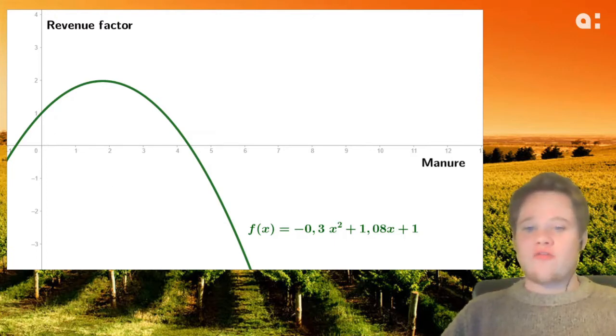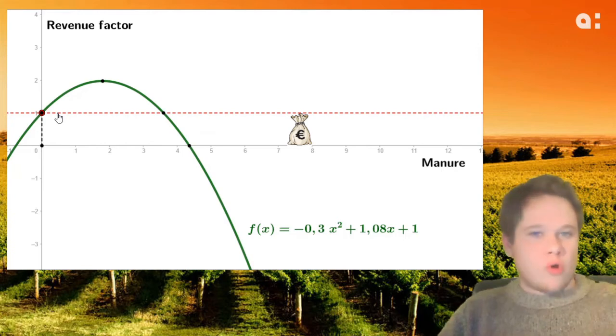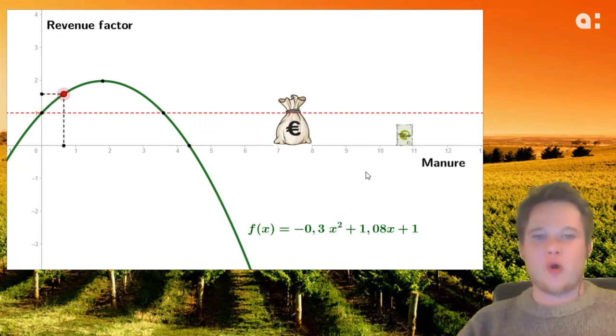Let's have a look at a first special point. This point where the parabola cuts the y-axis is special because we have an x value of 0. So there is no fertilizer used, but we have a revenue factor of 1. That's a very logical thing, because even if you don't use fertilizer, we can grow grapes, but we can do better with this field.